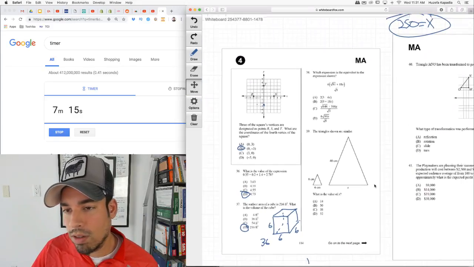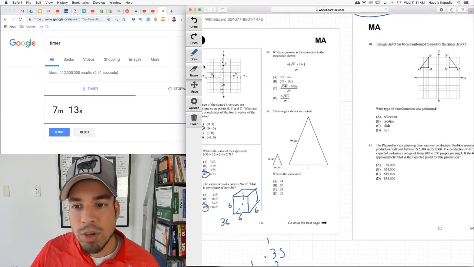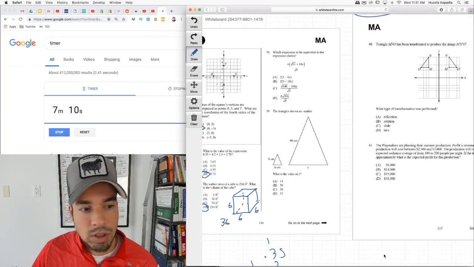It's a strange one. Okay, which expression is the equivalent expression shown? Again, let's take a screenshot.